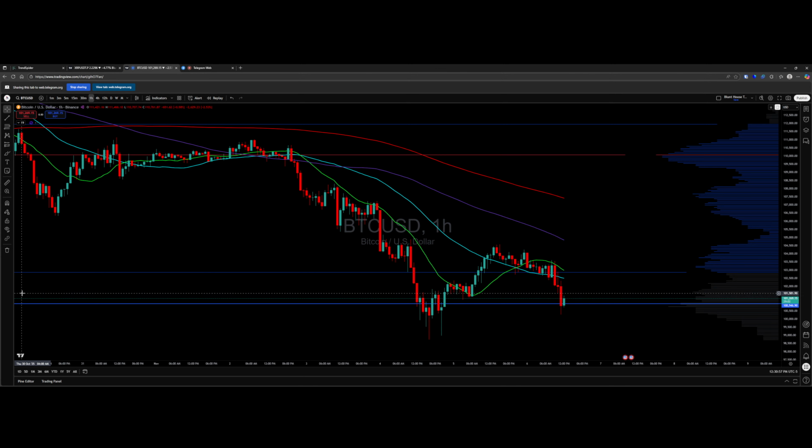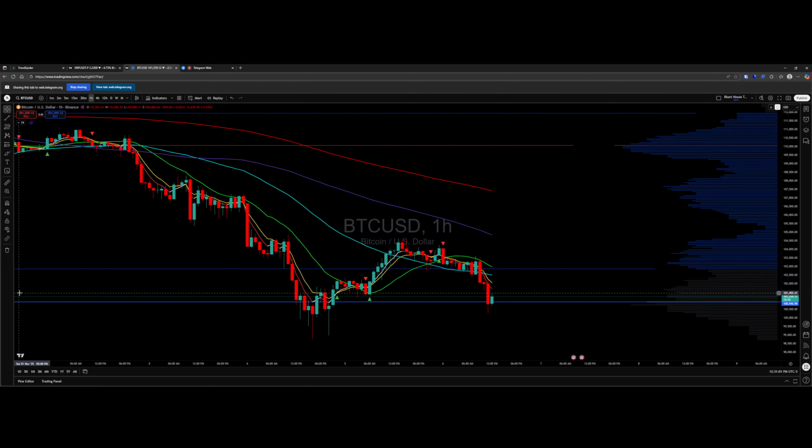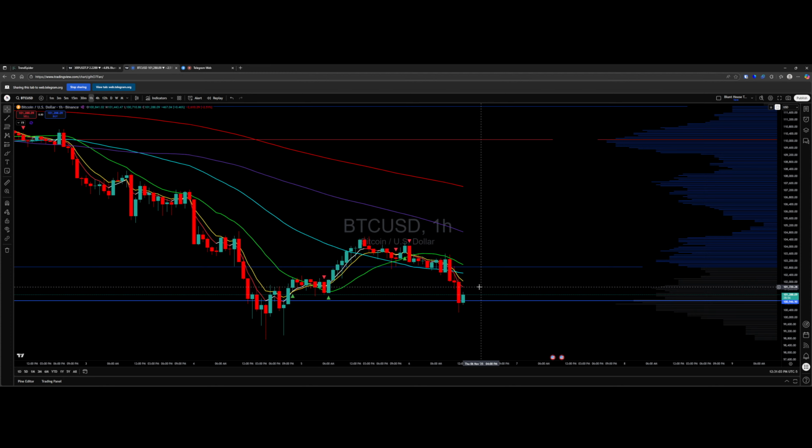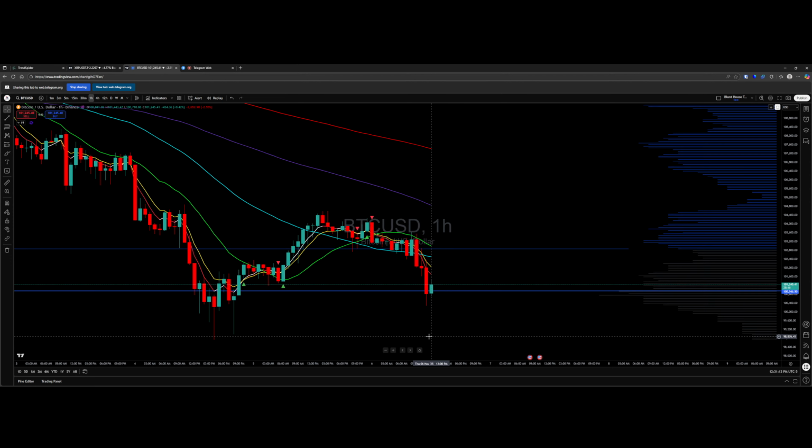On the hourly, it starts to look like it might be basing out a little bit, but really it's just trading below. There's nothing really here to get excited about yet. And that's why we use the methodology that we use, because it keeps us out of trouble. It keeps us from making a mistake that we didn't really need to make. And we make it real simple for you to follow.